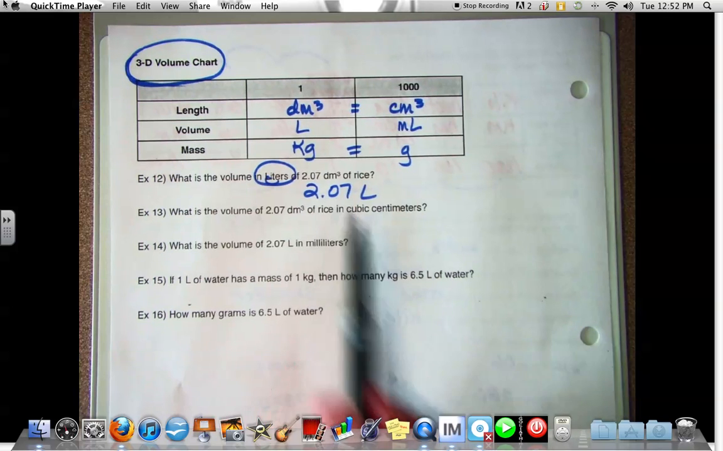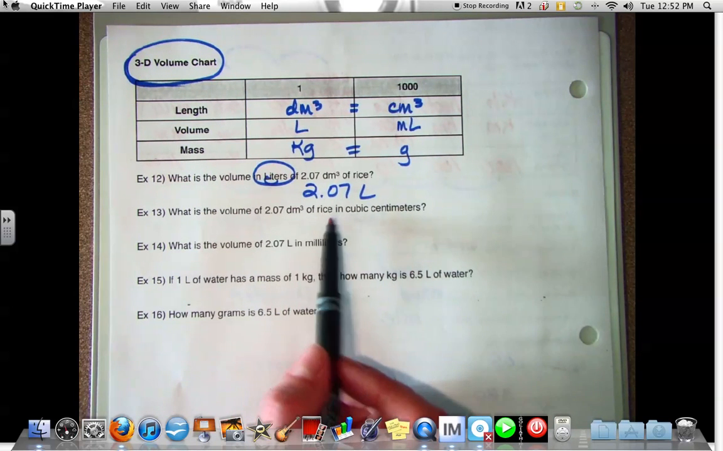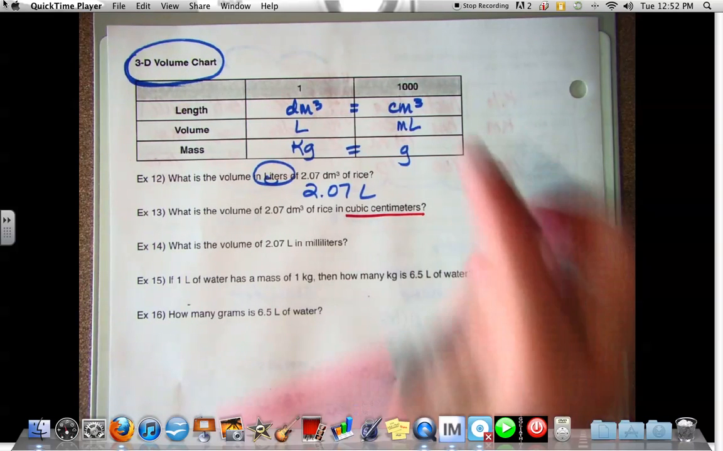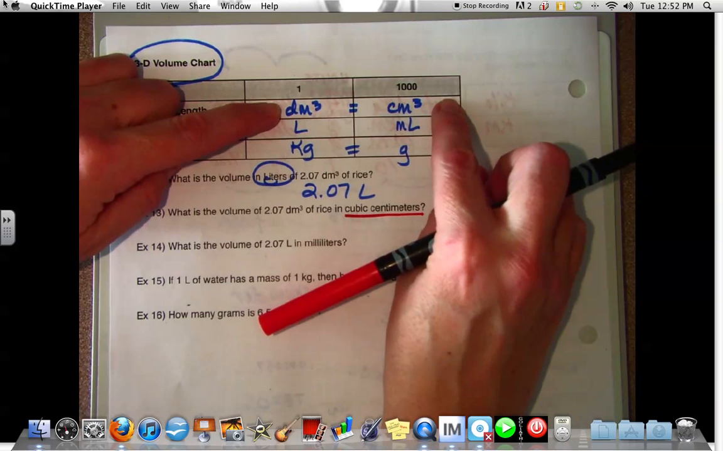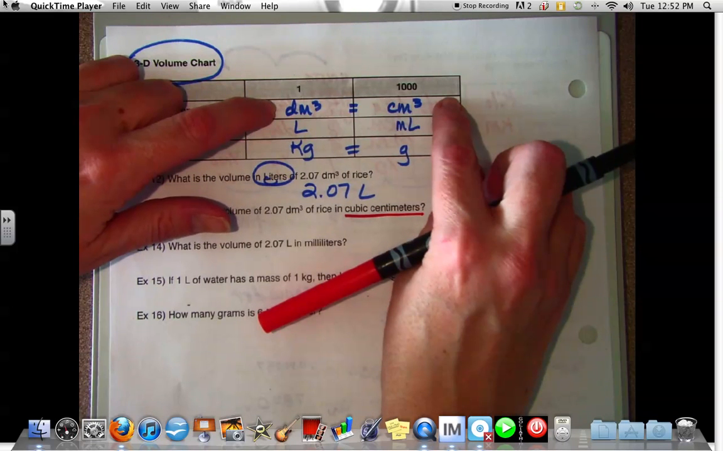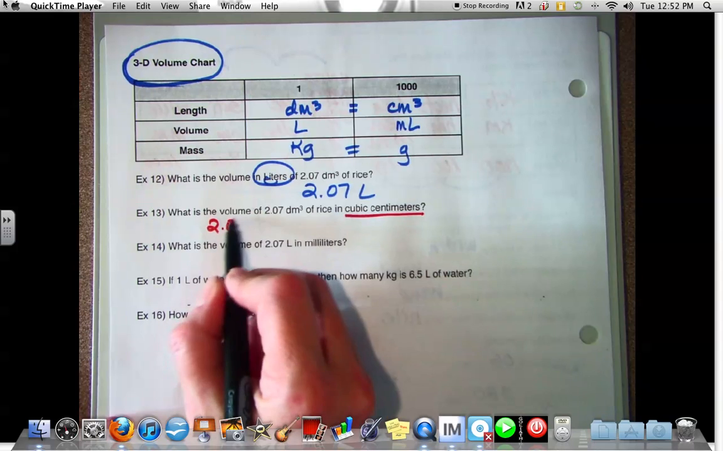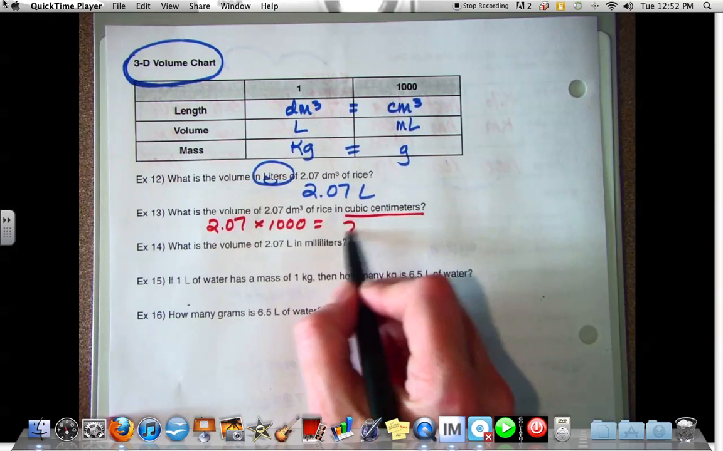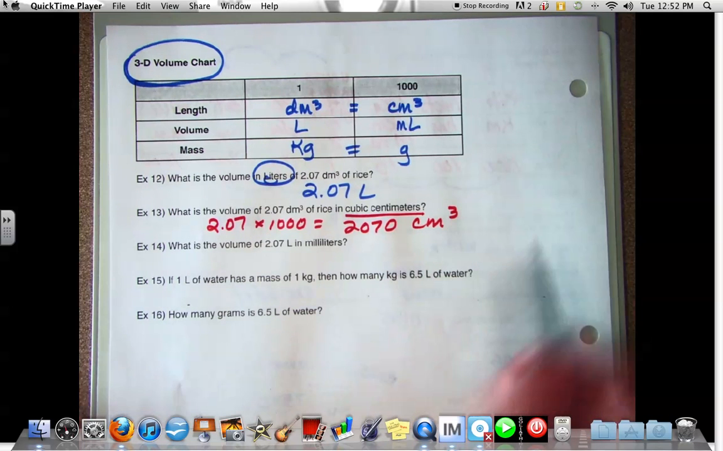What is the volume of 2.07 cubic decimeters of rice in cubic centimeters? So we want our answer in cubic centimeters, and we're starting with cubic decimeters. Well, what's the relationship between this column and this column? Multiply it by 1,000. So 2.07 times 1,000 gives us 2,070 cubic centimeters.